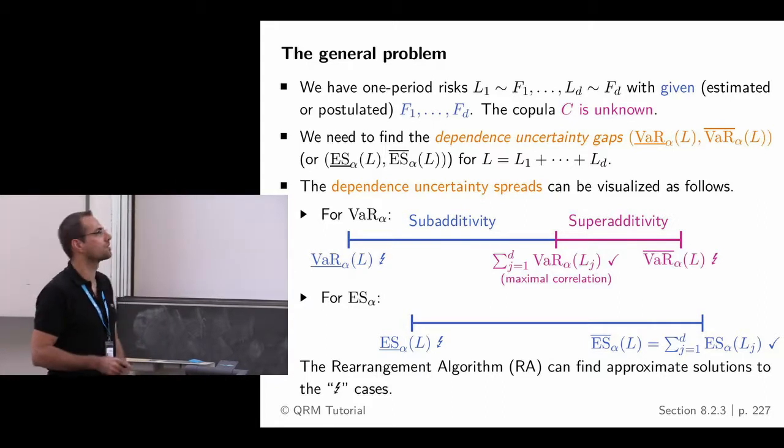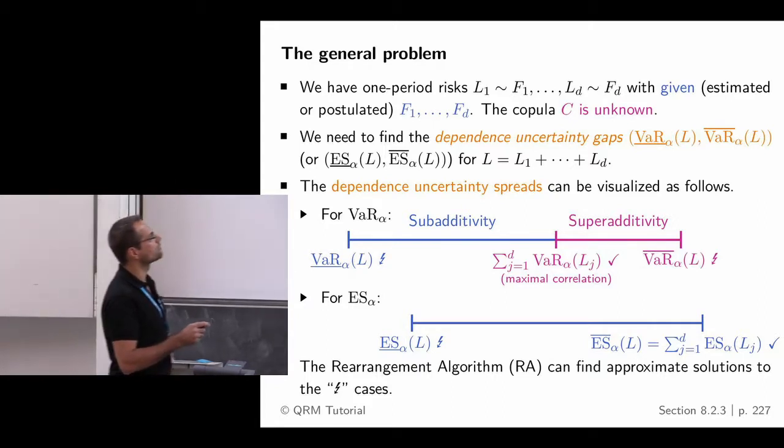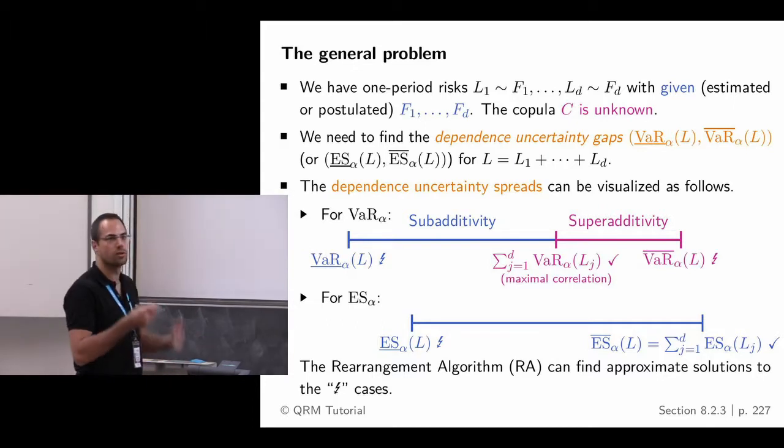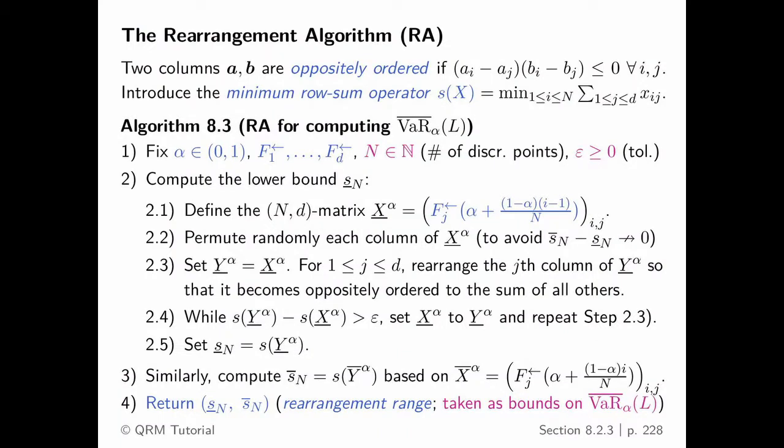I will mostly focus on value at risk here. Worst expected shortfall is trivial, as Paul said, it's simply the sum by sub-additivity and comonotonic additivity, and the best value at risk you can treat similarly, best expected shortfall you can treat similarly as value at risk. Good, now the rearrangement algorithm.